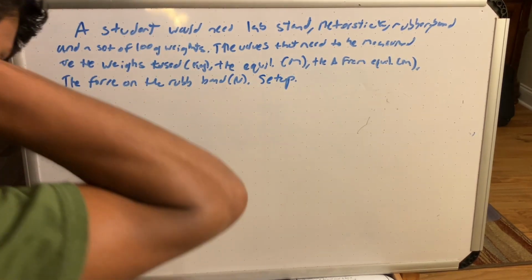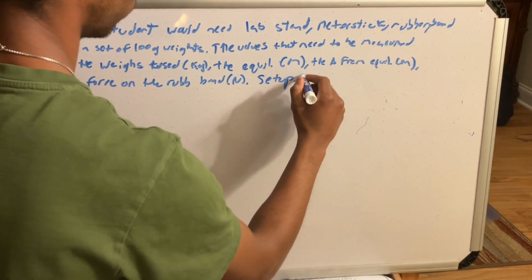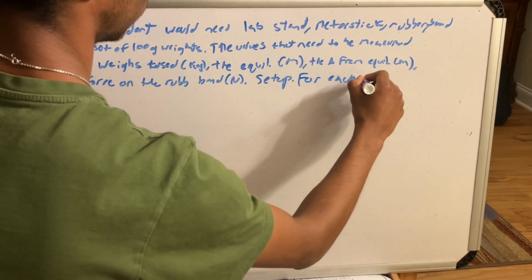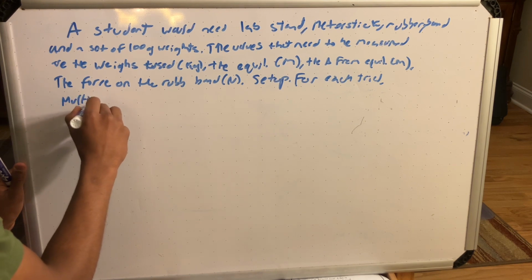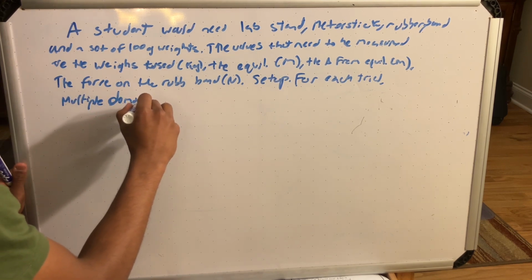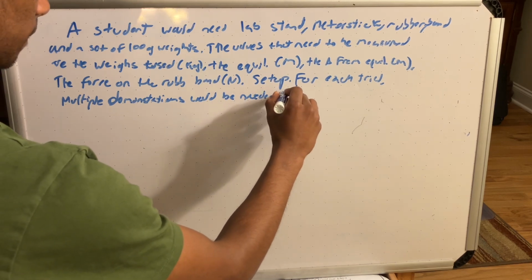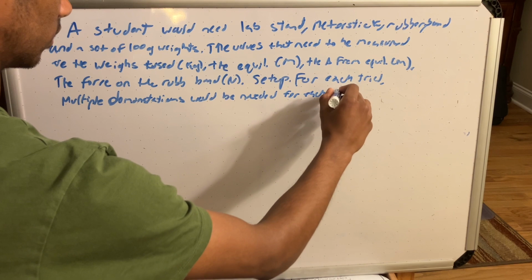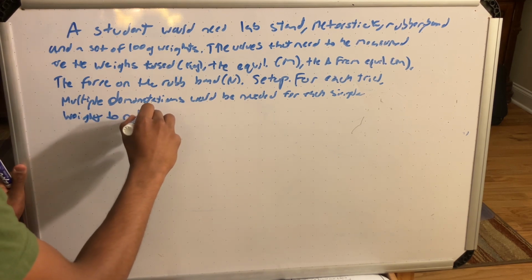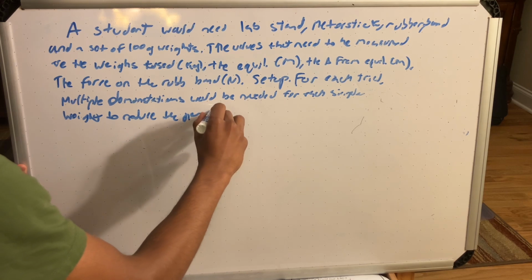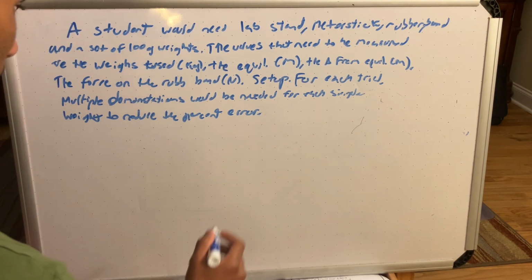And then after that, I would explain that for each trial, multiple demonstrations would be needed for each singular weight to reduce the percent error. And that's it. That's all the points.